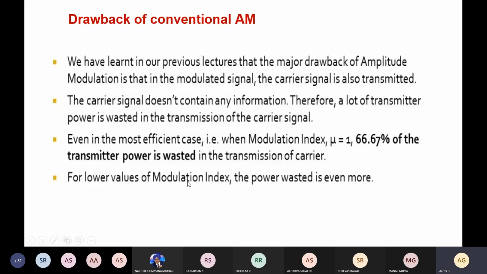For lower values of modulation index, the power wasted is even more. When modulation index is maximum, it is 1, and 66.67% of the total power is wasted. When the modulation index is still less, the power wastage will be still higher. That's why we go for the other variants, in order to improve the overall system efficiency.